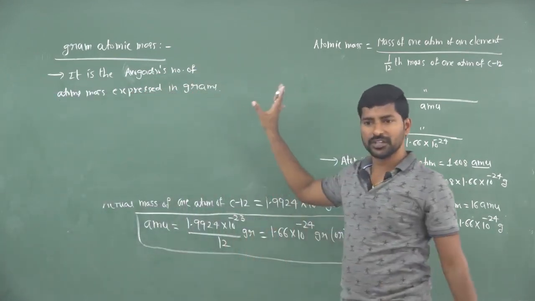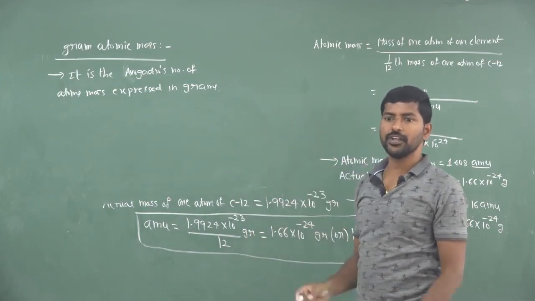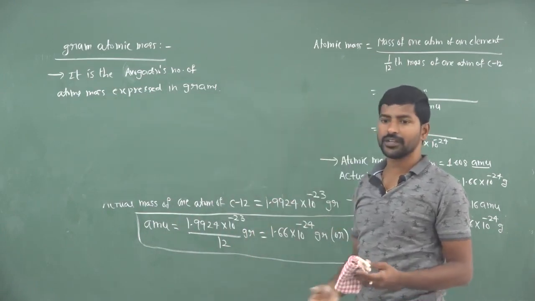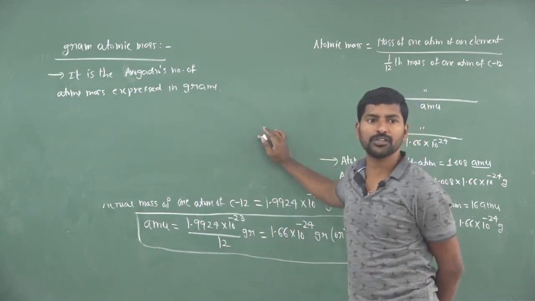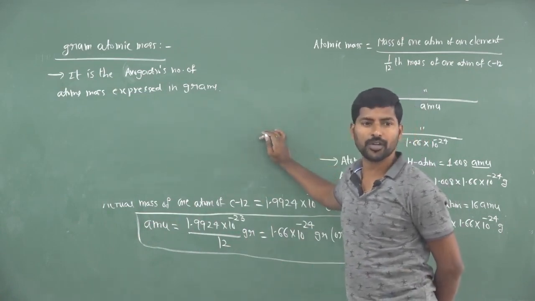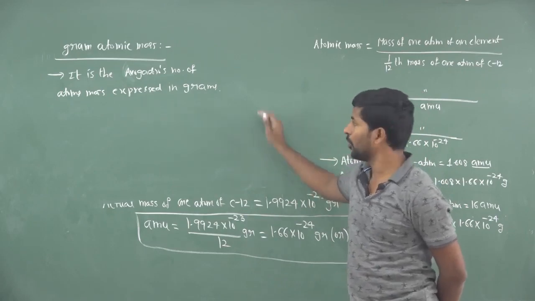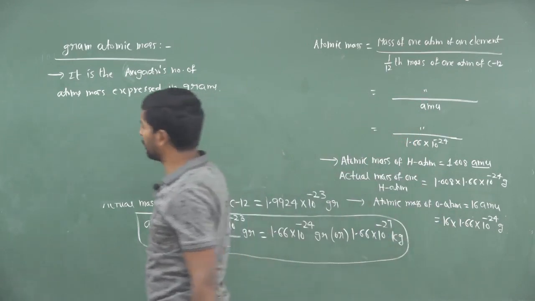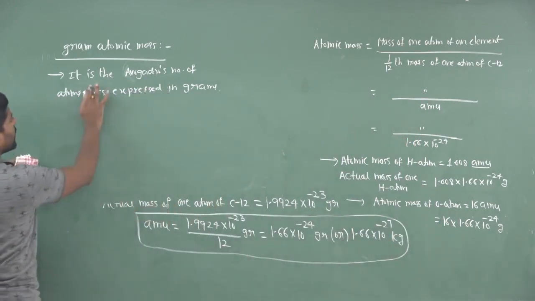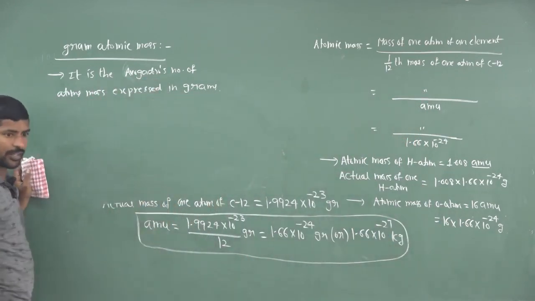Nothing but molar mass. Recently we are calling it molar mass; previously they called it gram atomic mass. Avogadro number of particles means how many moles? 1 mole. Avogadro number of atoms means 1 mole. So the mass of 1 mole of atoms is nothing but molar mass.